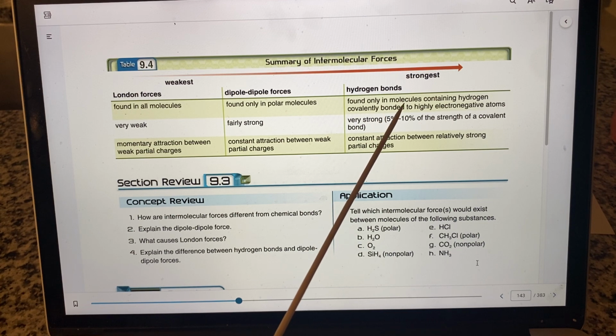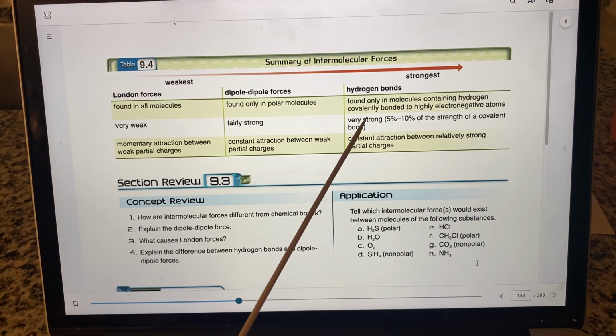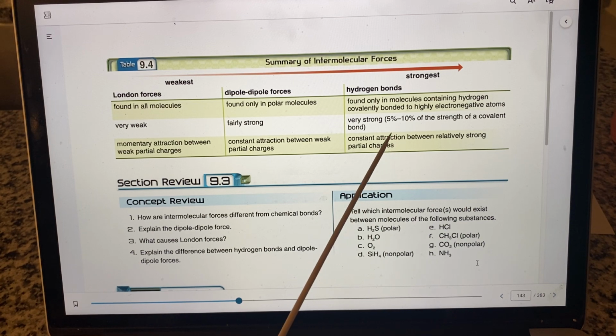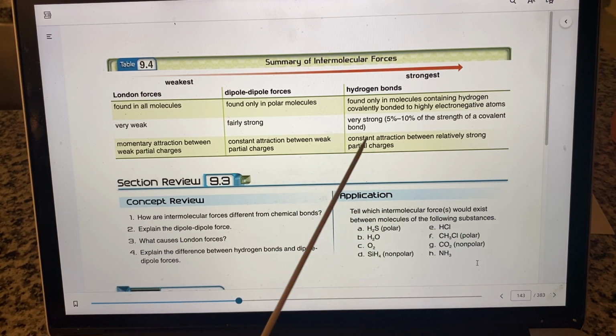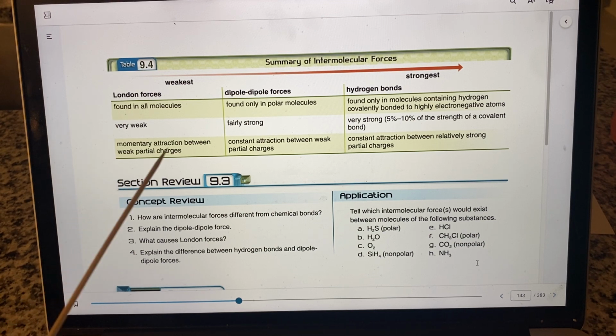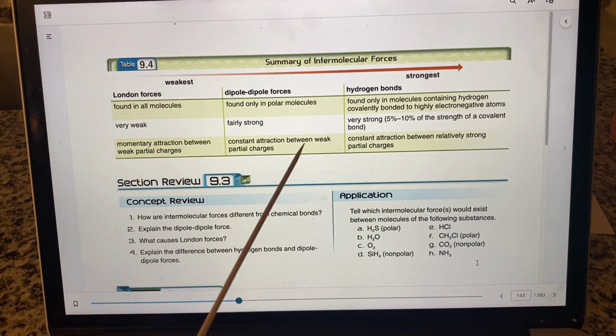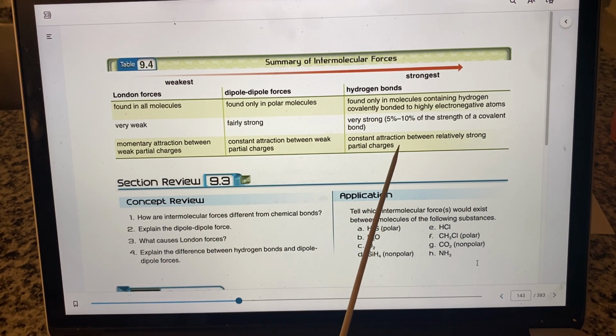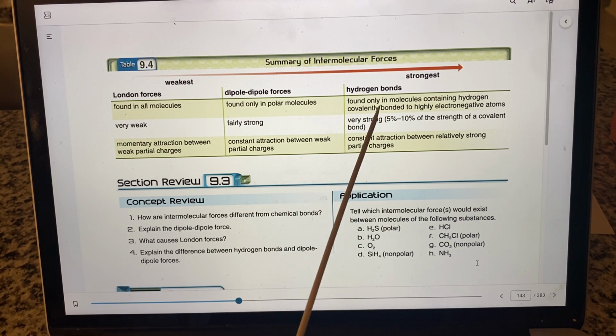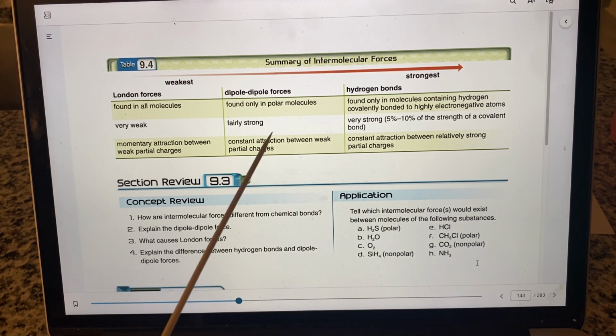But hydrogen bonds are very, very strong, about 5 to 10% of the strength of a covalent bond. So it's a very strong intermolecular force. London forces are just a momentary attraction, and then they go back to normal, in an instant. Dipole forces are constant, with weak partial charges throughout the whole time. Hydrogen bonds are constant attractions, but with strong partial charges, stronger than dipole. So that's the difference, from the weakest to the strongest. Okay.